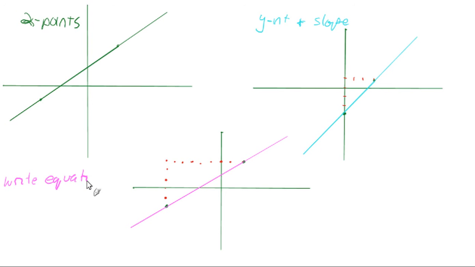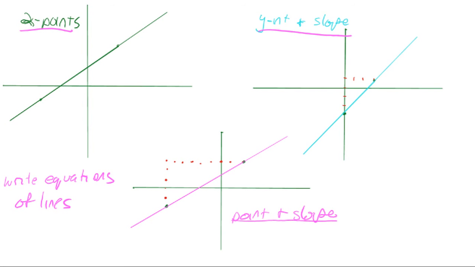Going to write equations of lines. And if I give you 2 points, that should be enough. A y-intercept and a slope, that should be enough. And just a point in general, and a slope. That should be enough. If I gave you 2 points, you could find the slope between them, and that would be enough information.